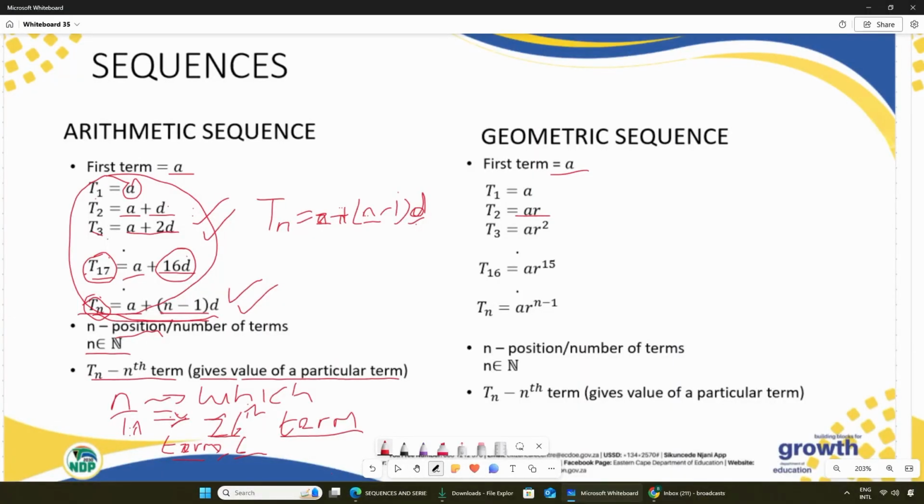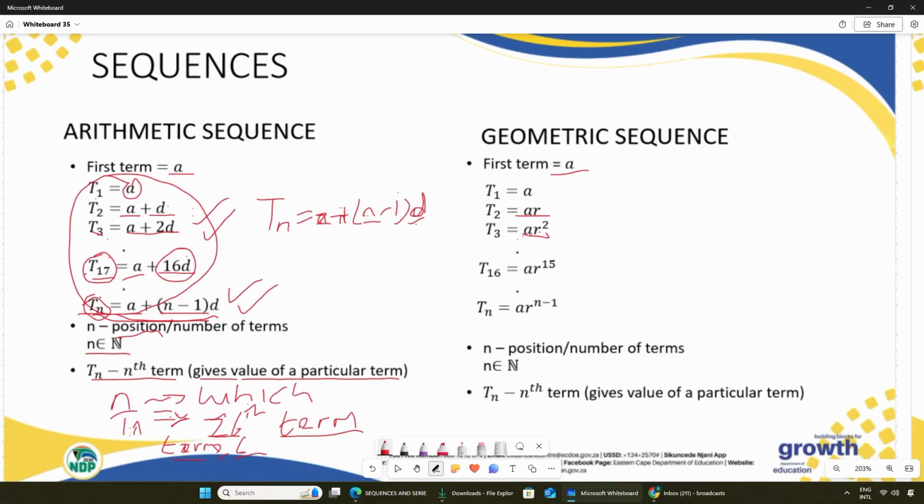In a geometric sequence, the first term is always A. And then remember what we said. In a geometric sequence, to get the next term, you don't add the constant, you multiply the previous term by the constant ratio. So you have the first term, which is A. Now to get term 2, it will be A multiplied by R, so term 2 is equal to AR. If you are looking for term 3, it will be AR multiplied by R, so that gives you AR to the power of 2.